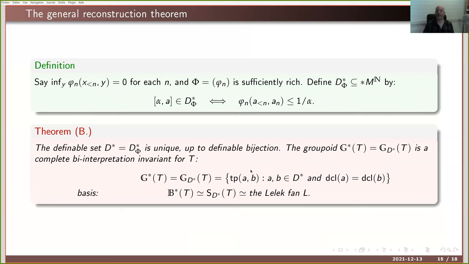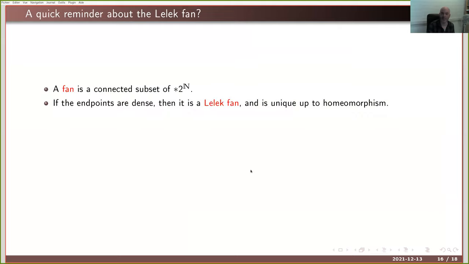So what is the basis of this groupoid? Well, it's a set of types in this set D star. And the same argument tells you that, okay, so that's the Lelek fan. Let me remind you what the Lelek fan is. A fan is a connected subset of, just take the cone over the Cantor set.